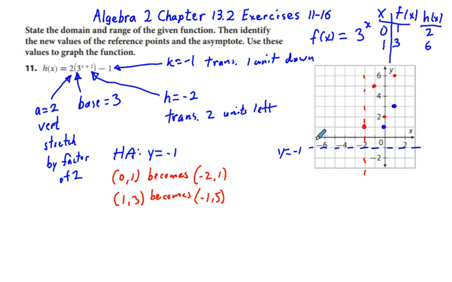So we're going to come like this. I don't know exactly what it's going to look like to the left, but it's going to approach this asymptote here. So things are going to look something like this.